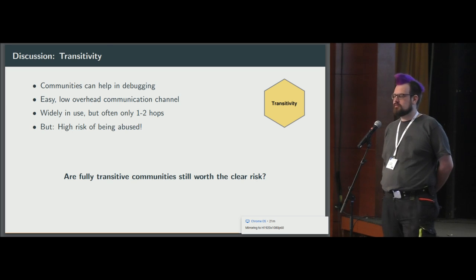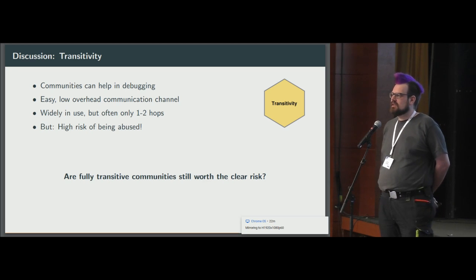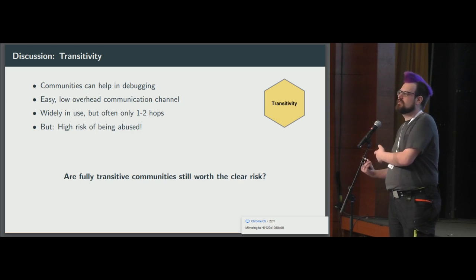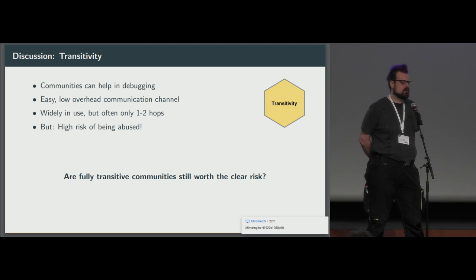Another thing that could probably lead to big discussions here is we know communities are very helpful in debugging because you know what is happening in the network and why certain networks are forwarding traffic in a certain way. And they are indeed a very easy, low overhead communications channel and widely in use. We still only see them being used one or two hops away. You usually do not signal blackholing five or six hops away, or you do not usually need to inform peers six or seven hops away. So on the other hand, you have a high risk for abuse in communities being transitive. So the question is, do we have a high risk here, or do we have more benefit? Do we need a discussion between benefit and risk of allowing communities to be fully transitive?